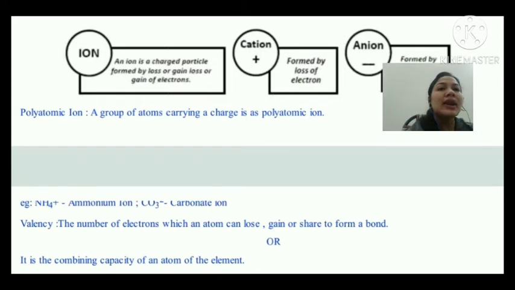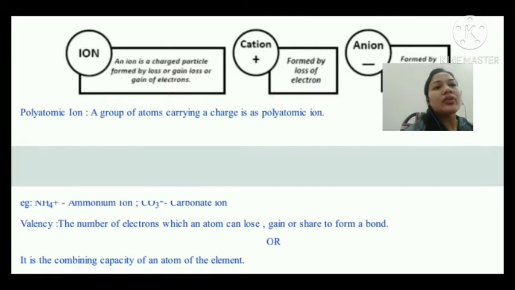So this is your polyatomic ion definition. A group of atoms carrying a charge, कोई भी group of atoms जिस पे charge हो, that is called, like SO4 negative. In the same way sulfate ion, it is having a charge. So इनको हम polyatomic कहते हैं जब दो atom आपस में मिलके कोई ion बनाते हैं. So that is called a polyatomic ion.